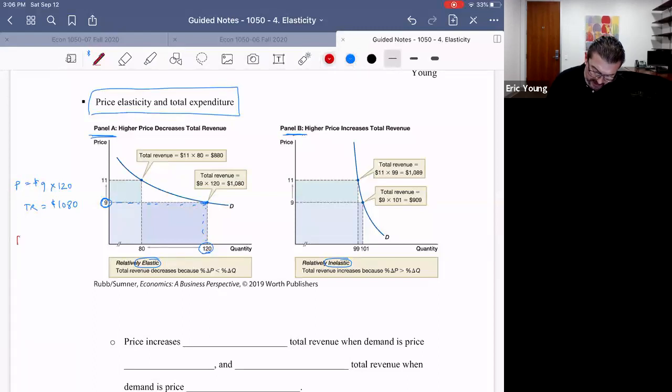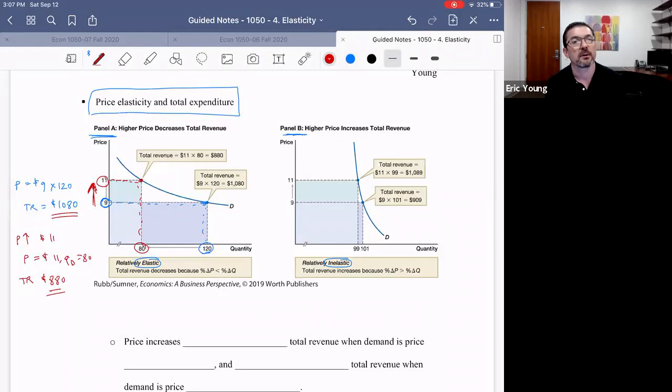Now let's say that the price goes up and it's now $11. So the price has gone from 9 up to 11. At a price of $11, we go over, we hit the demand curve, we go down, and we see that we have 80. So at a price equal to 11, the quantity demanded is 80. And our total revenue is going to be 11 times 80, which is going to be $880. And you'll notice then that in this case, as the price went up, the total revenues went down.